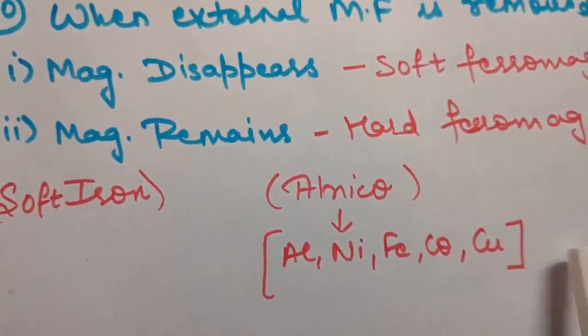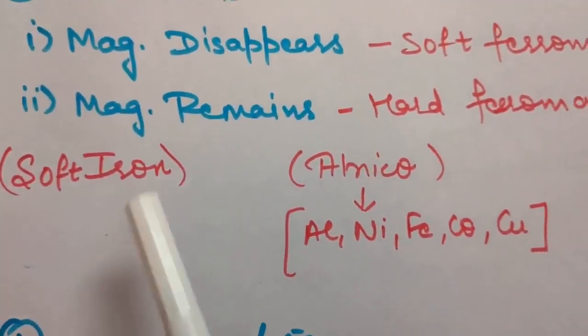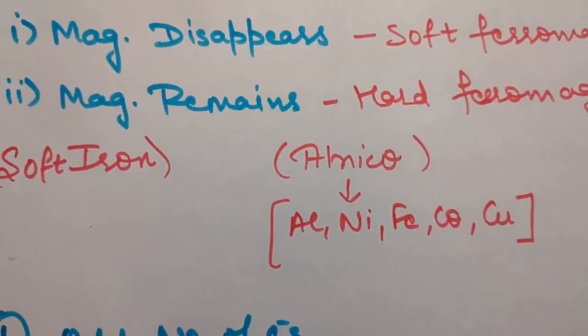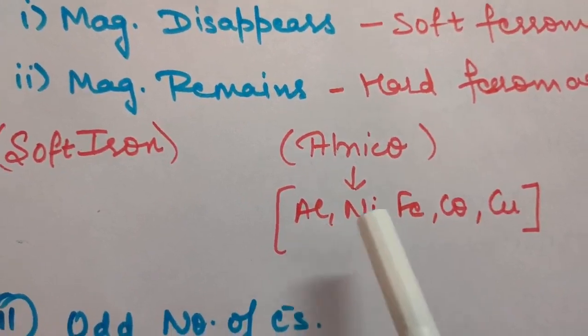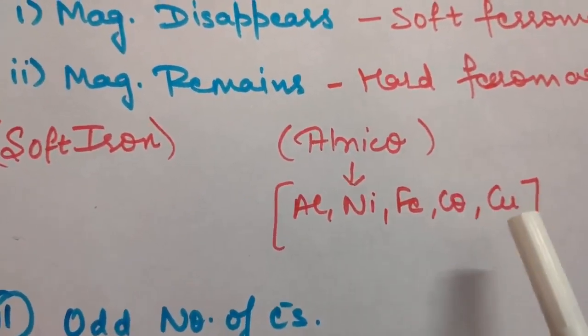The example of a soft ferromagnet is soft iron. An example of a hard ferromagnet is alnico, which is made by a combination of aluminium, nickel, iron, cobalt and copper.